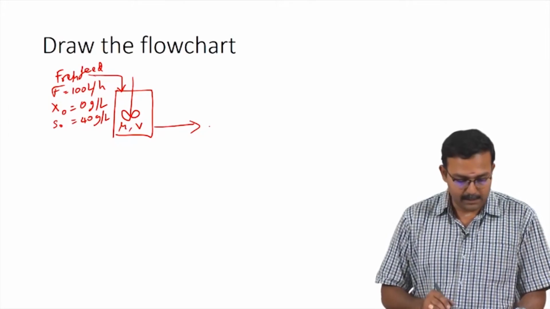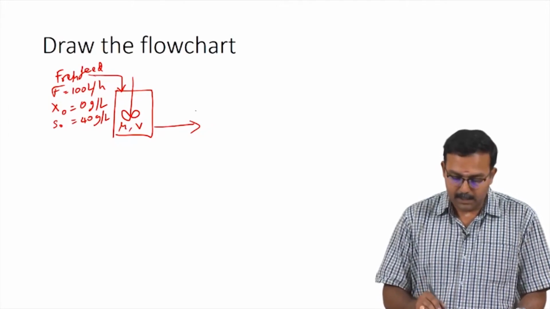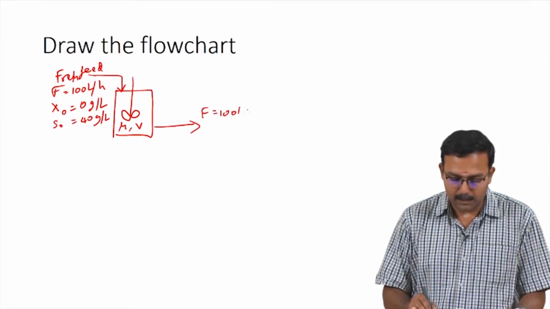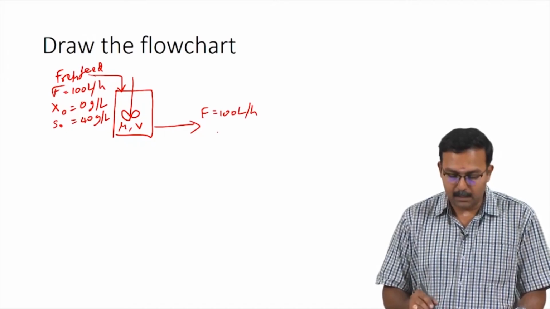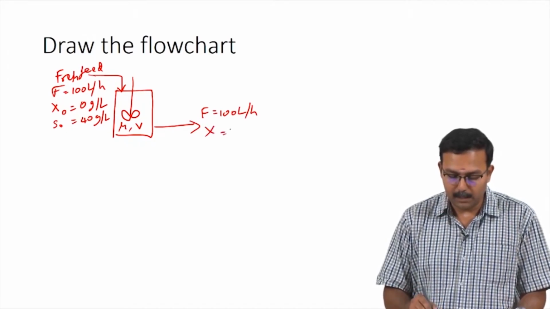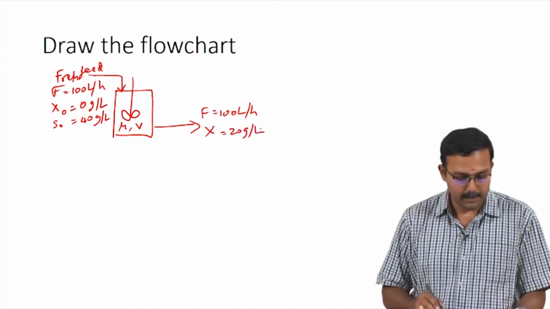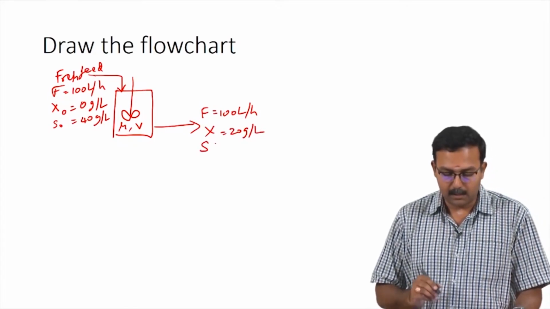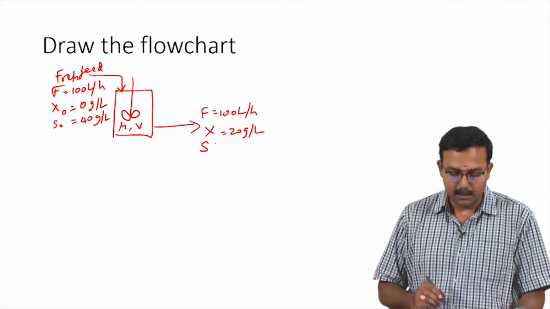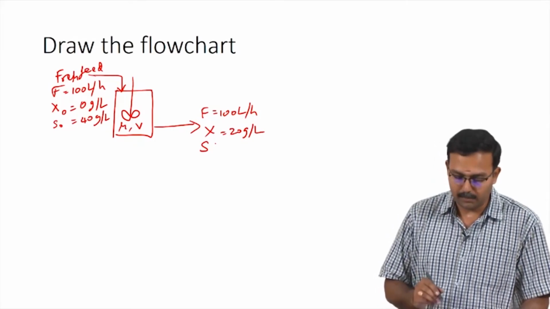So, you have an exit stream. For steady state conditions, the exit flow rate would also be F, which is equal to 100 liters per hour, and we have been told that the desirable biomass concentration would be 20 grams per liter. We also know there will be some unutilized substrate which is glycerol leaving the system. However, we do not know the concentration of this substrate.